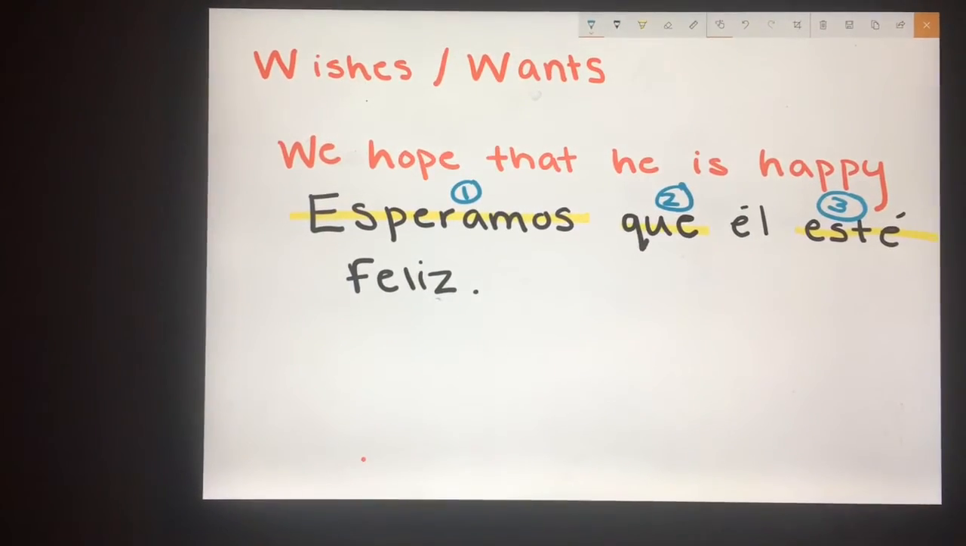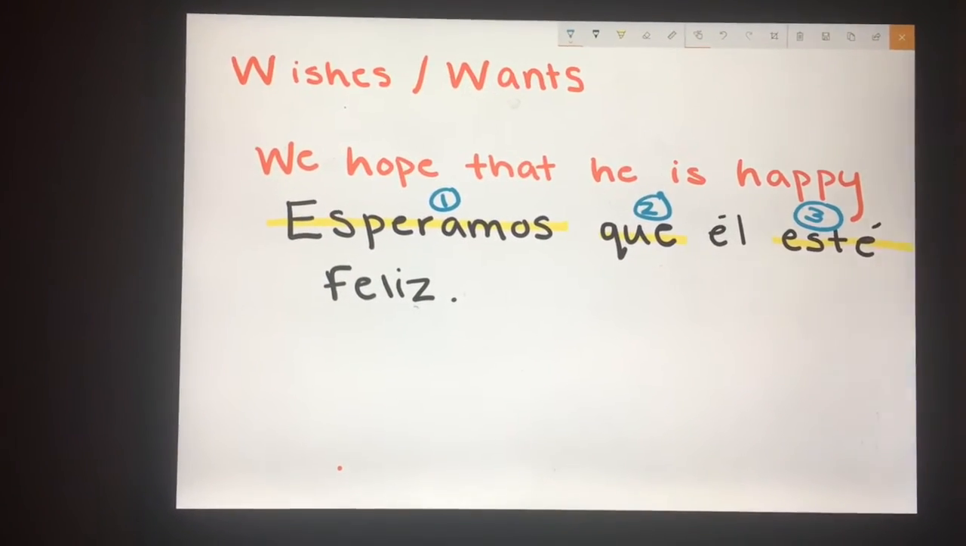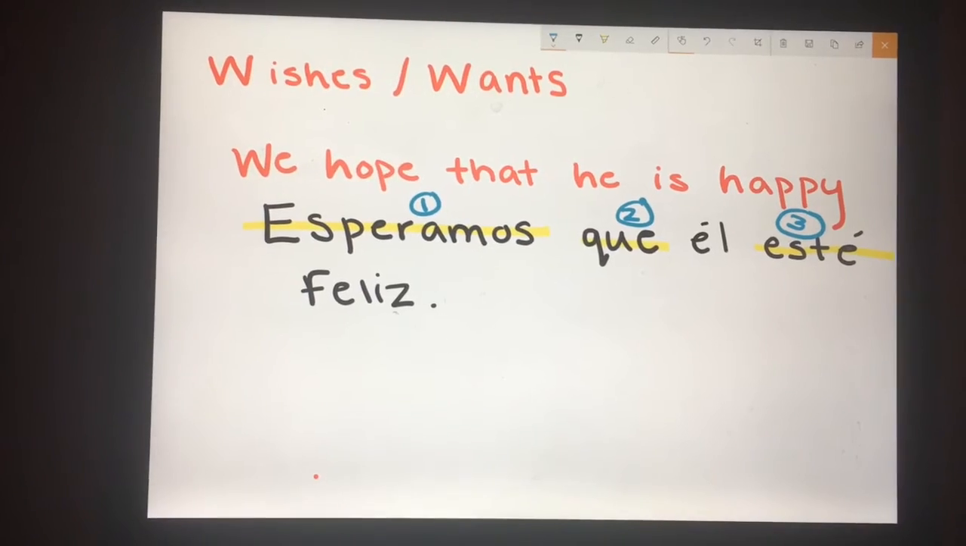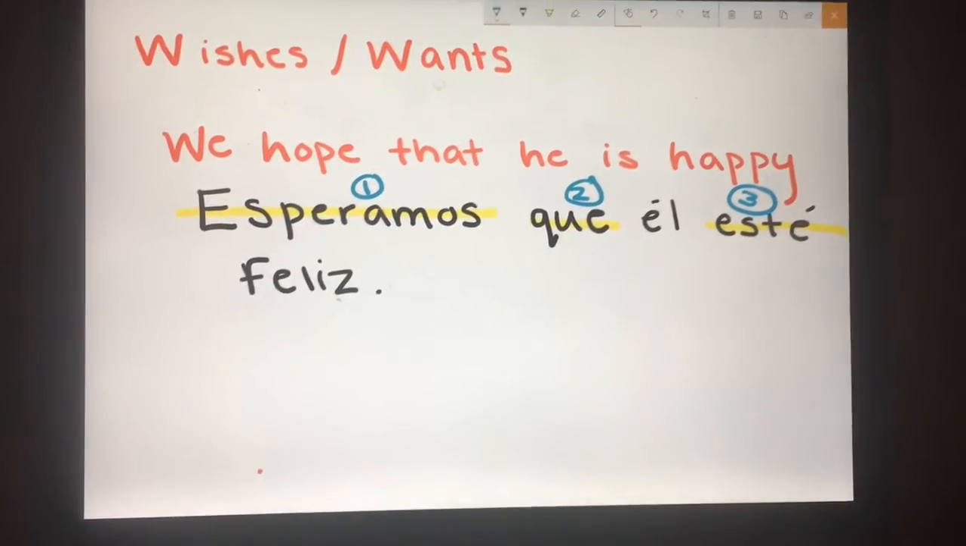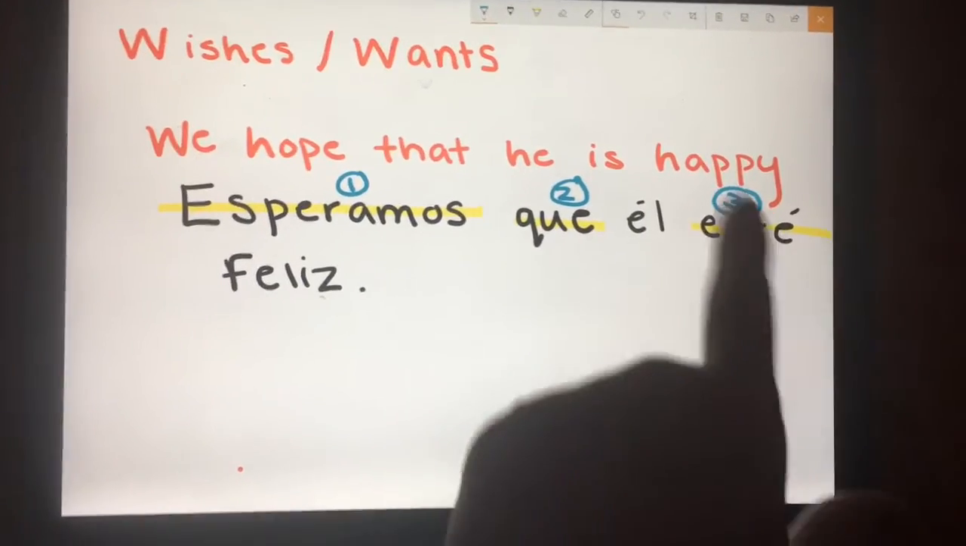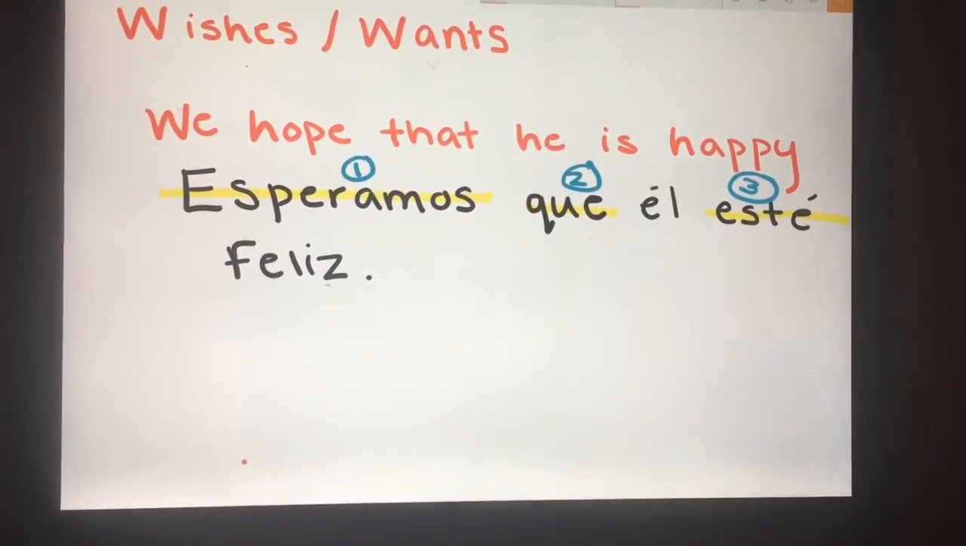Be careful here, because estar is one of those irregulars from DISHES. So the form for él is esté. That is my use of the subjunctive there.